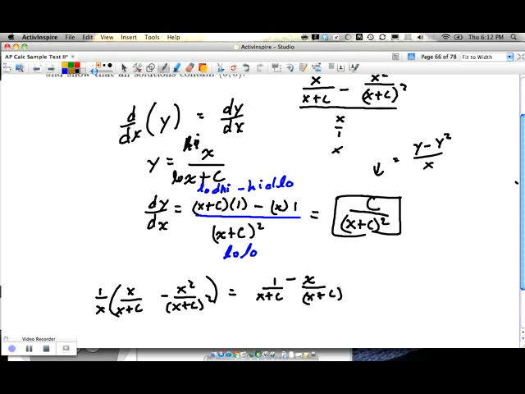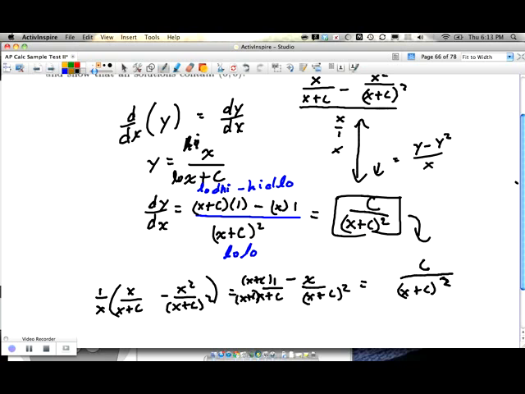Well, if I wanted to make this a common denominator, I need to multiply the left one by x plus c over x plus c. That's going to give me x plus c quantity squared on the bottom. And on the top, I'll have x plus c minus x, or just c. Hey, it's the same thing. So this is equal to this if I replace the y with the original function. Okay, so check. That's true that those things work.